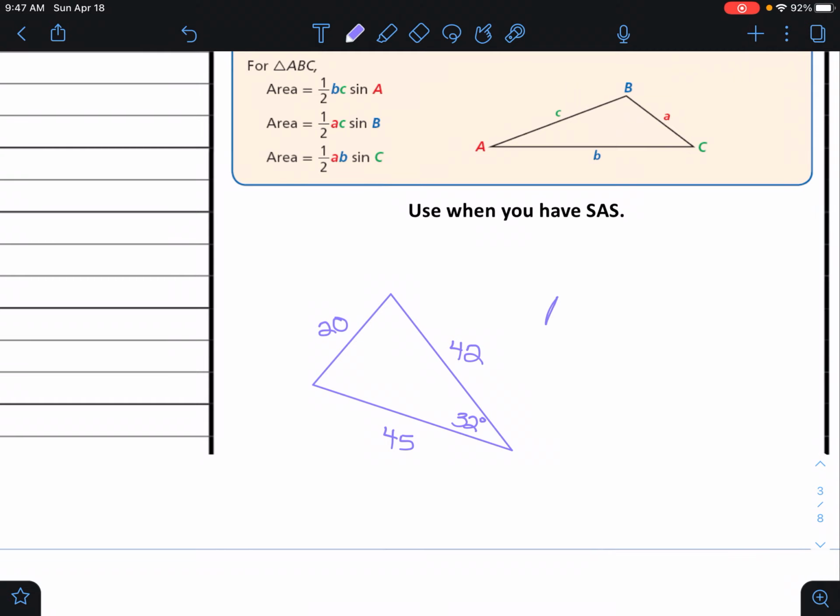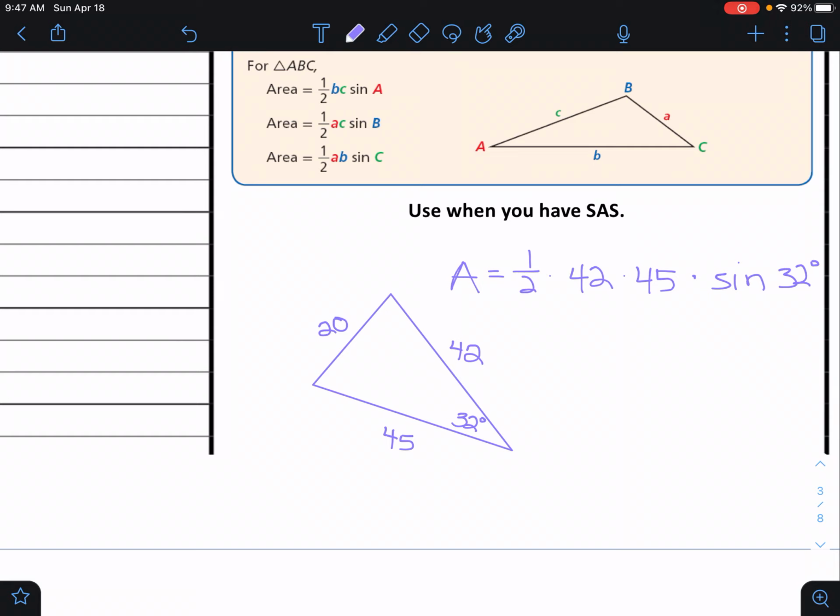It says the area is equal to 1/2 times one of your sides. So let's say times 42 times 45. I'm going to move this over a little bit. And then times the sine of 32 degrees. Now, once again, you want to make sure when you type this into your calculator that you have it in degrees, right? So here we go. Let's type it in. I'm going to write it down here so I don't forget.